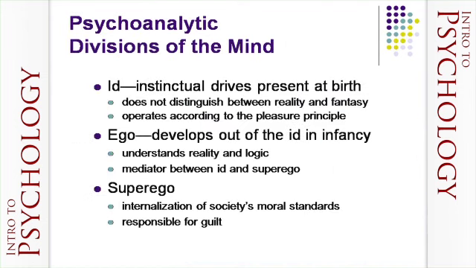So id is instinctual drives present at birth, does not distinguish between reality and fantasy yet, and then operates according to the pleasure principle. So babies are id-oriented because they don't have the logical sense yet. So they cry when they're hungry. They cry, they need to be changed. It's more id-oriented. Then ego develops out of the id in infancy. Understands reality and logic, mediates between id and superego.